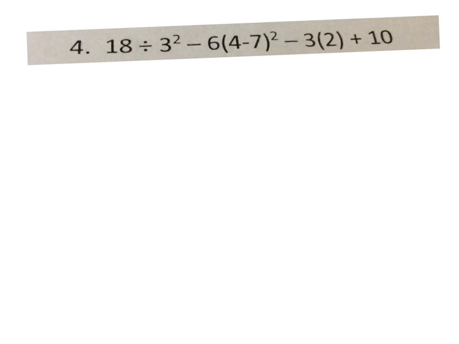Okay, question number 4, we start the order of operations section. So I'm going to show you the way you should do it according to order of operations, and I'm only going to do one step at a time. So I'm going to begin with 4 minus 7. 4 minus 7 is negative 3. So I'm going to write down 18 divided by 3 squared. I'm not going to do anything else except for that step that I did, that I underlined.